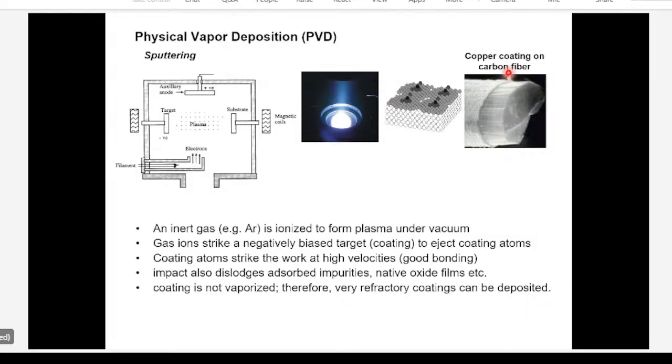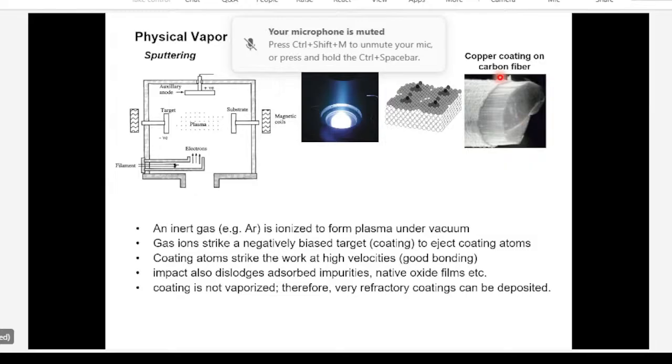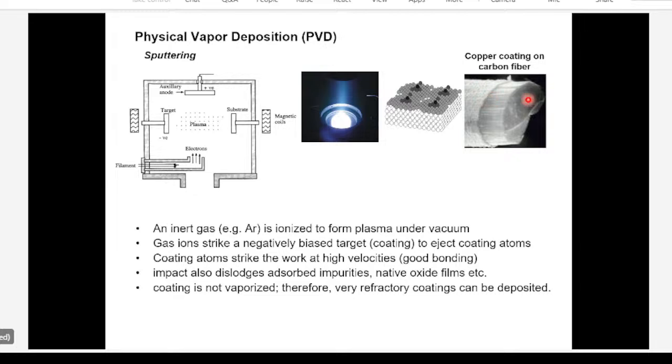It's just a picture of copper coating on carbon fiber. The carbon fiber itself may be about 7 or 8 micrometers across, but look at the thickness of the copper coating, less than a micrometer across. So you're able to build up almost atomic layer coatings.